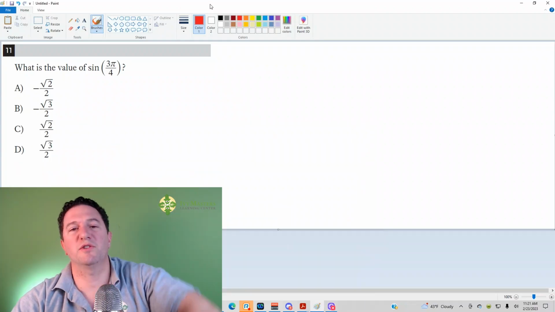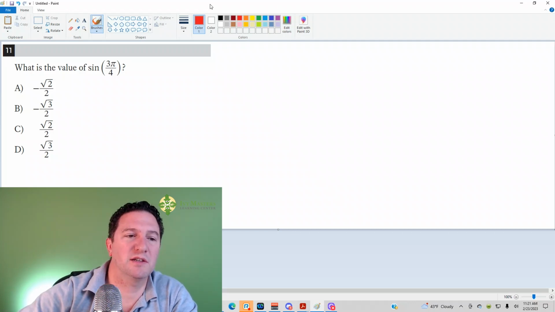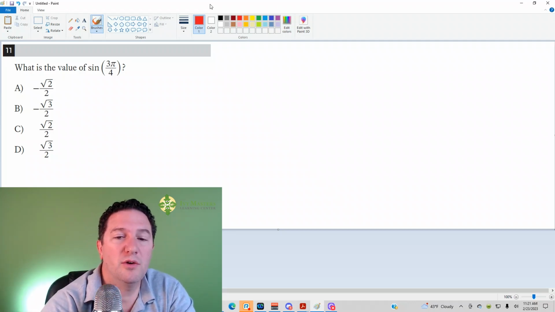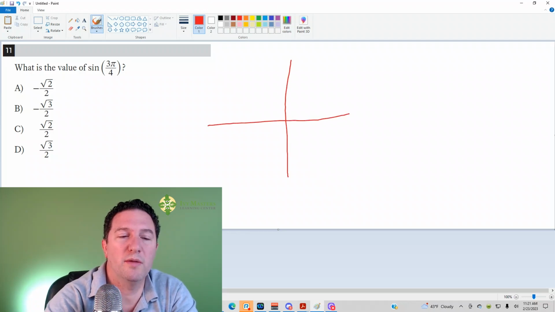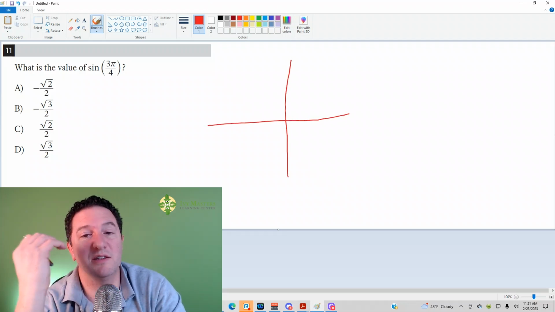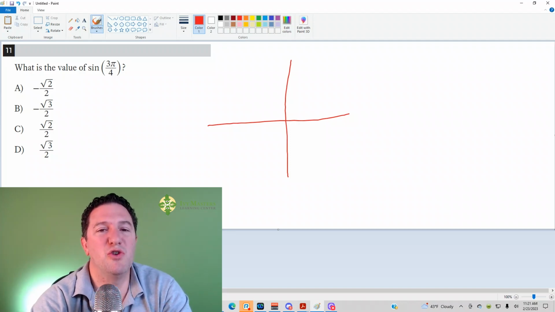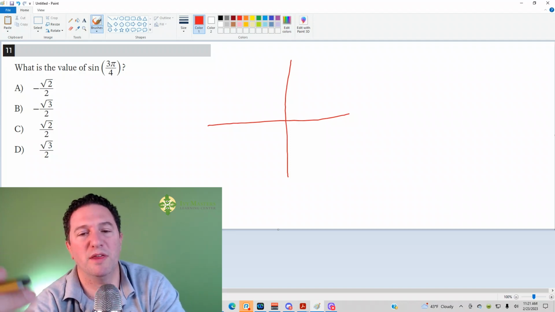This is the 11th question from the March 2022 SAT Section 3, and it reads, what is the value of sine of 3 pi over 4? In order to do this, first we need to start with a coordinate plane. And I'd say the easiest way to do it, if you're in pre-calc, you might just know this or remember it.